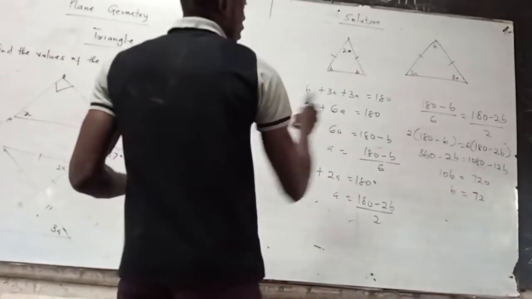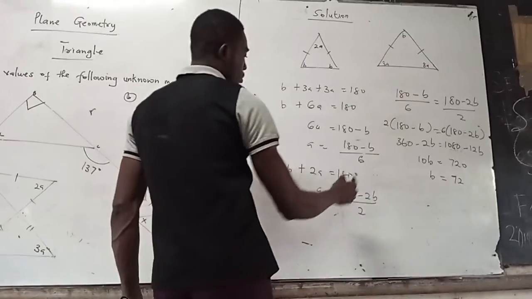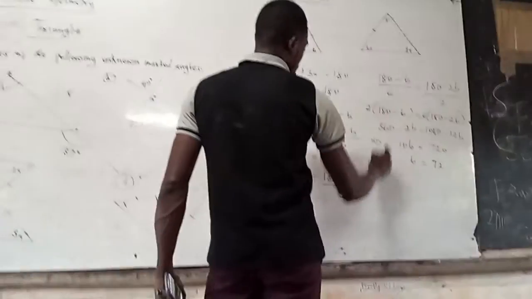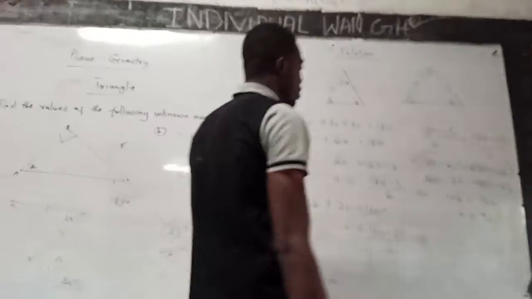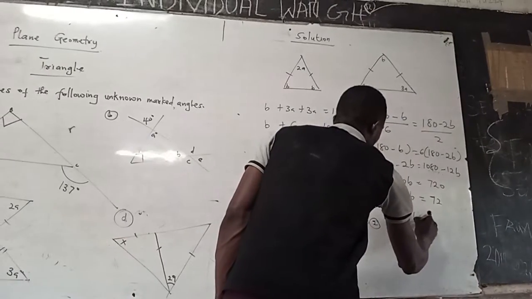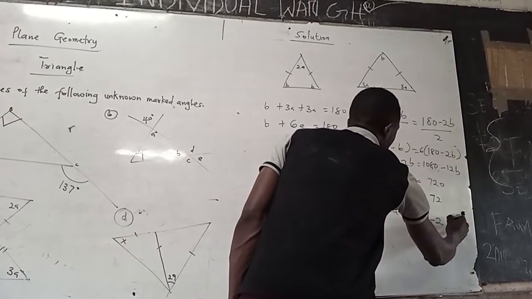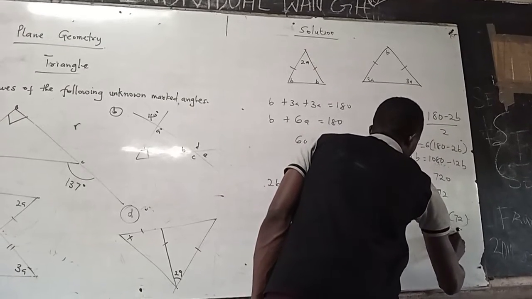Means that here we can get 72 here. But with that 72, now we should pick any of the equations of A. So this one was equation 1, equation 2. Pick any of the equations of A. So we have this one. So A is equal to 180 minus 2B. So B now is 72 divided by 2.